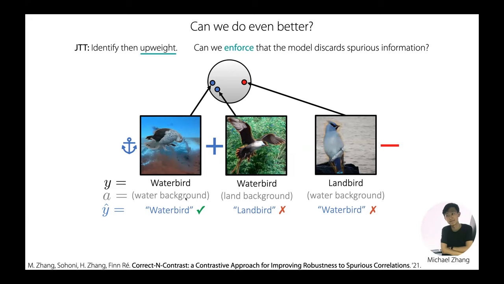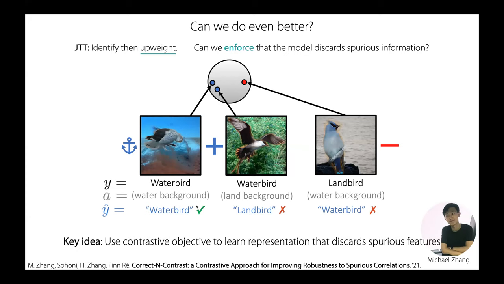We can do this with a contrastive learning approach where we have an anchor, a positive and a negative. The anchor is going to be one of the majority data points. The positive will be something with the same label and a different attribute. And the negative will be an example with a different label and the same spurious attribute as the anchor. This sort of contrastive objective will encourage the model to represent the core label information and discard the spurious attribute information.